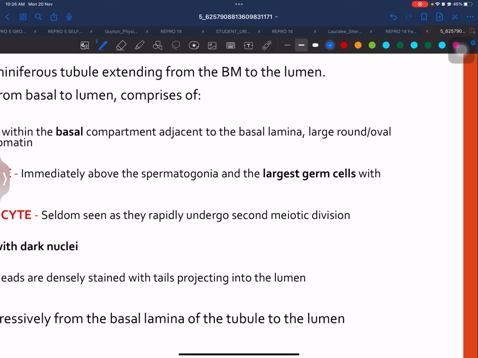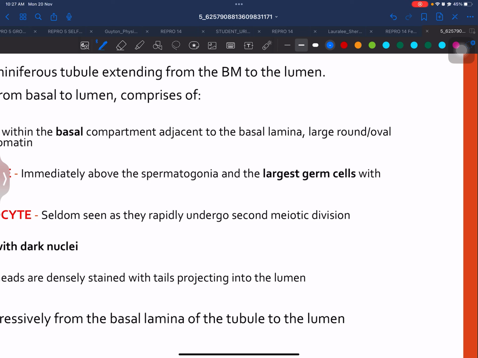Alright. So spermatogenic cells. Kita Sertoli cell boleh. So spermatogenic cells are a series of cells in the seminiferous tubule, extending from the basement membrane to the lumen. There are 4 to 8 layers.